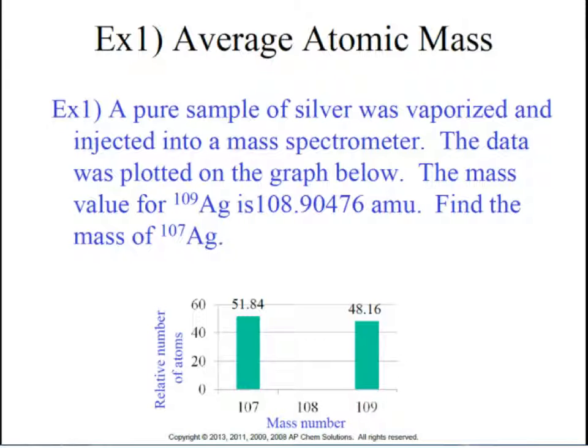What we're asked in the question then is, we know that the mass for the 109, so this guy right here, is actually 108.90476 AMUs, and it wants to know what the actual mass is for the 107 version. So what we're going to do then is use an equation that's a fairly common equation and one you're going to need to know.